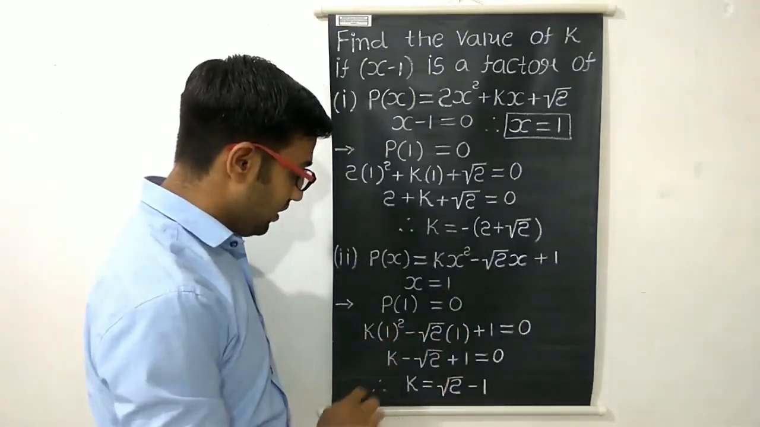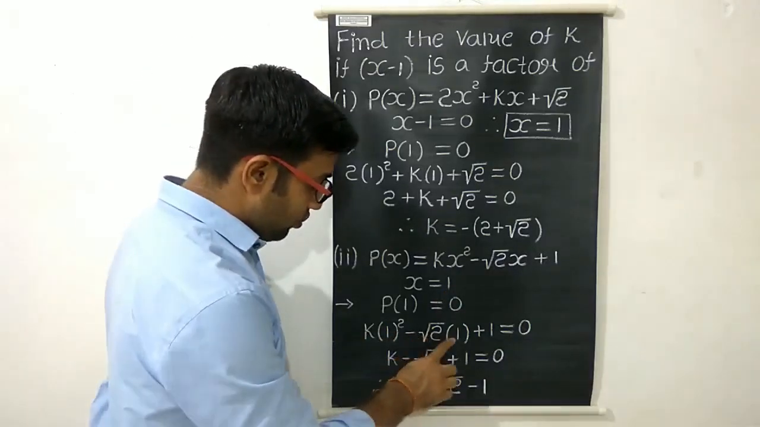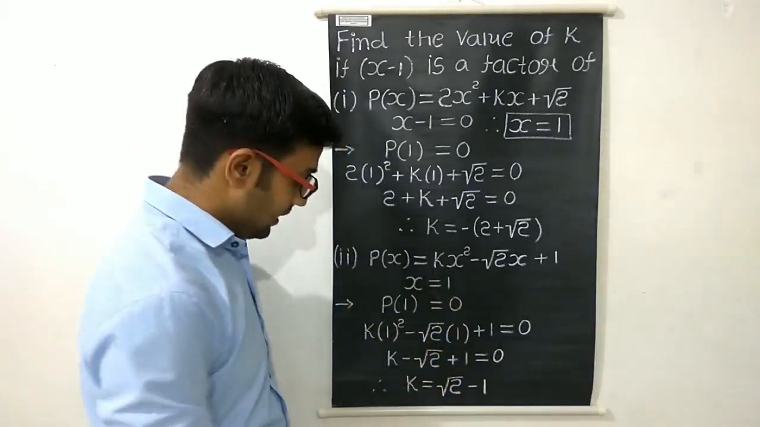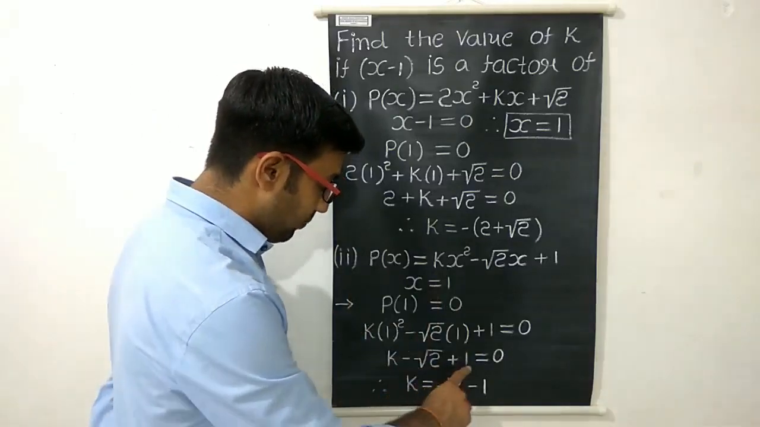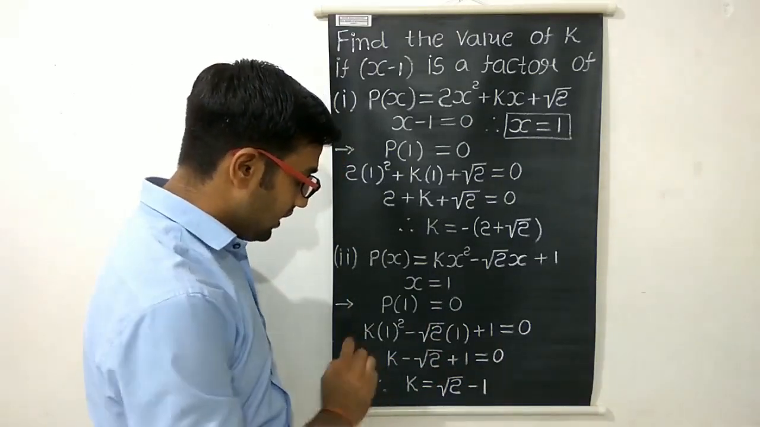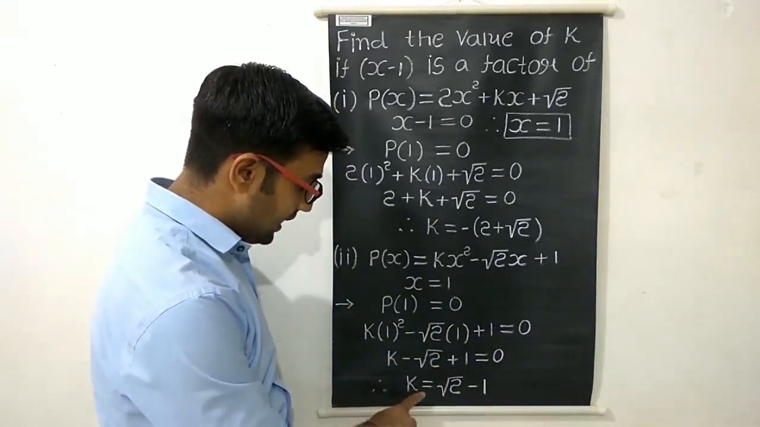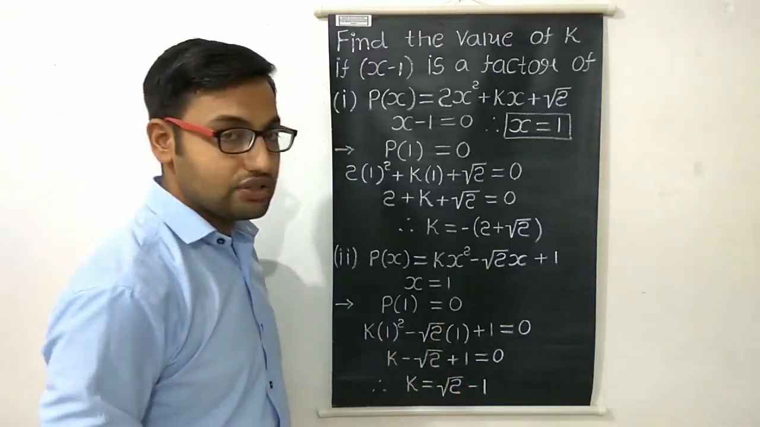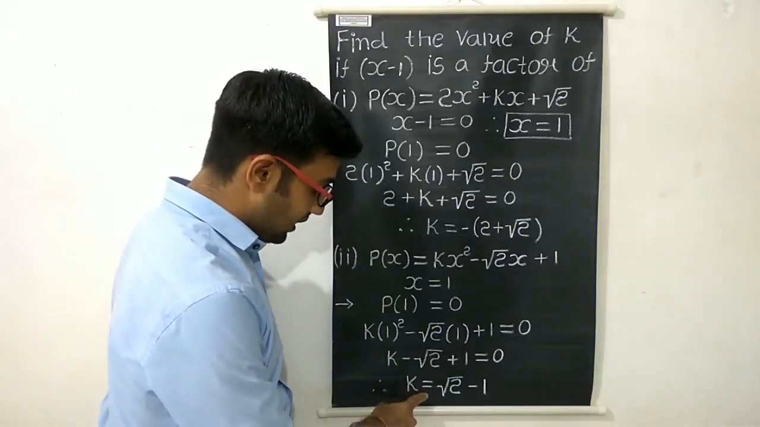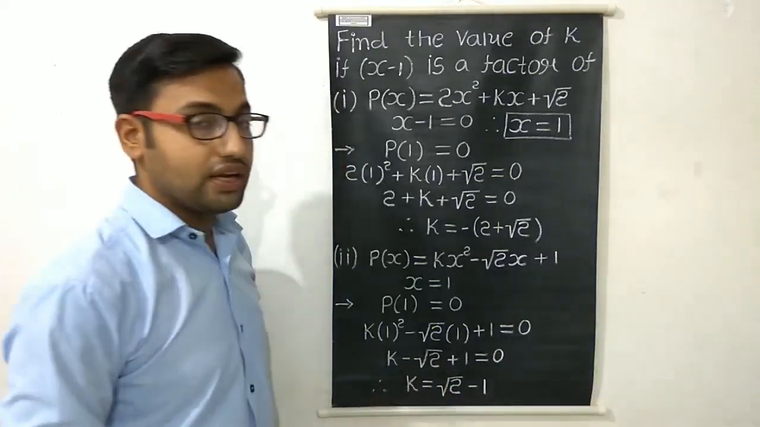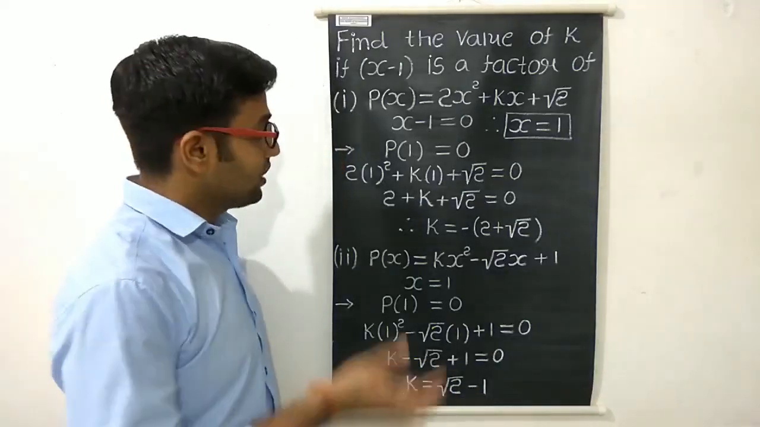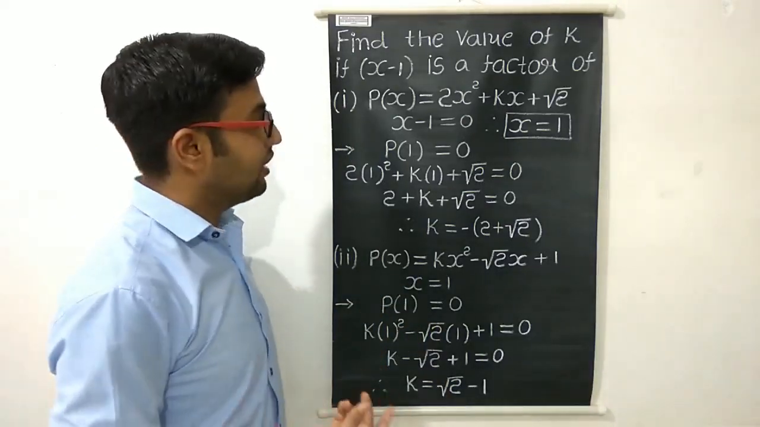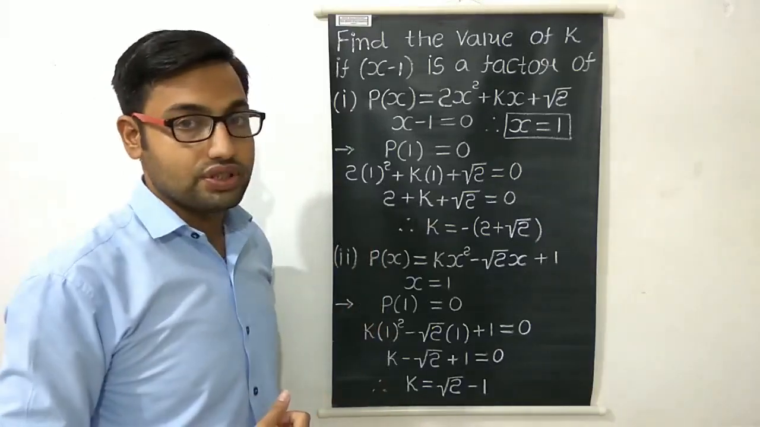So 1 square is 1, k times 1 is k. Root 2 into 1 is root 2, plus 1 is equal to 0. Now by taking this minus root 2 and plus 1 to the right hand side, we will get the value of k. Therefore, k is equal to root 2, and plus 1 becomes minus 1. So the value of k we get here is equal to root 2 minus 1. Okay, so in this way, by using the factor theorem, we can solve this type of questions.